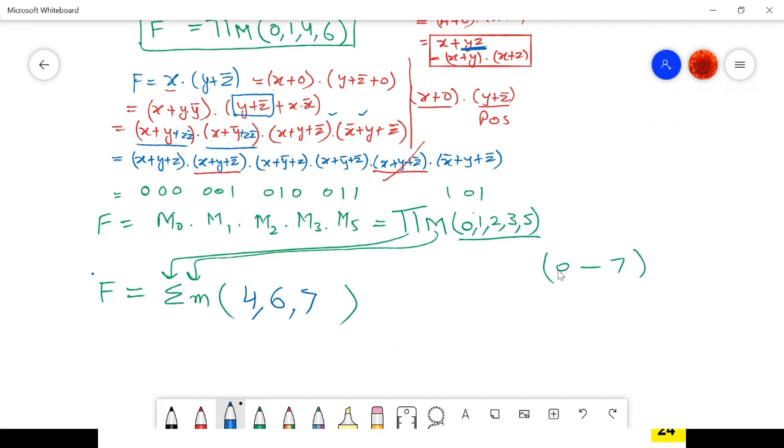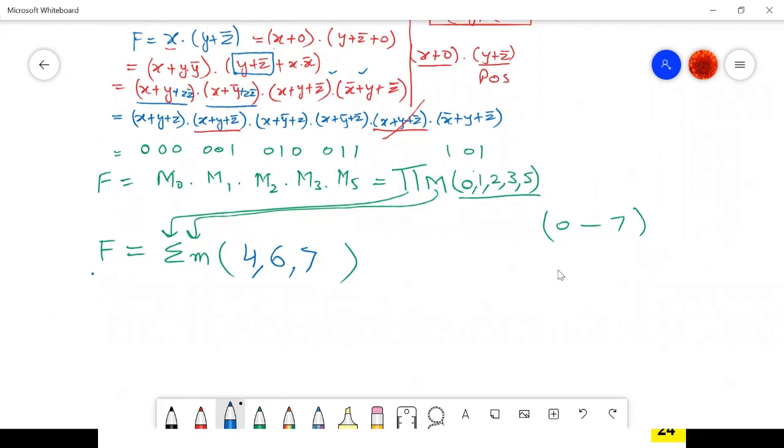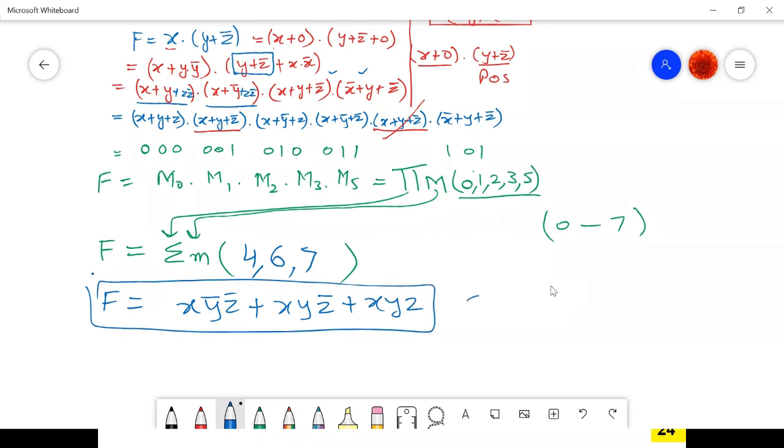And if you want to write it as a sum of min terms form, you can write it in canonical sum of min terms. So we can say 4. How do we write 4? 4 means we can say simply x, y complement, z complement. 6 is x, y, z complement, plus x, y, z. So this is the sum of min terms or canonical SOP form.